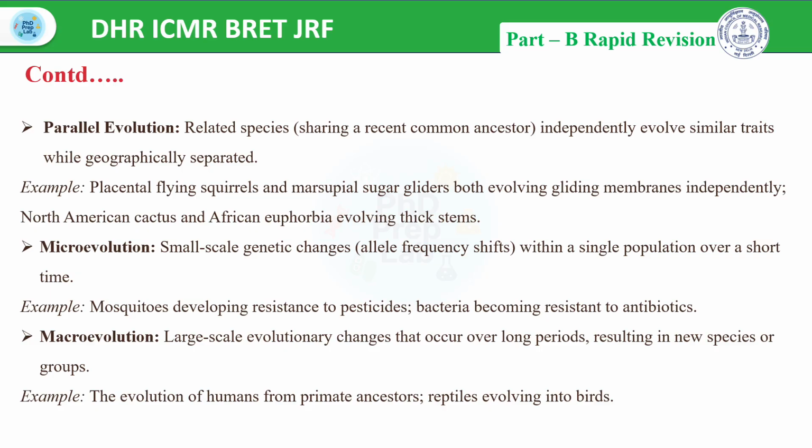Now you have microevolution, which, as the name suggests, is small scale genetic change, or the shift in allele frequencies within a single population over a short period of time. Like mosquitoes developing resistance to pesticides. So this happens gradually over a short period of time. In macroevolution, there are large-scale evolutionary changes that occur over long periods, resulting in new species or groups, like the evolution of humans from primate ancestors or reptiles evolving into birds. So this is macroevolution, the larger scale changes.